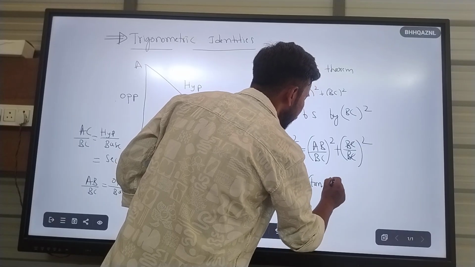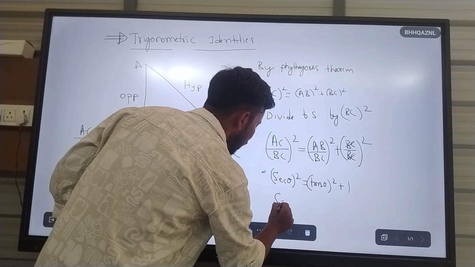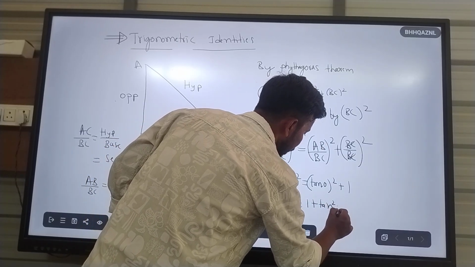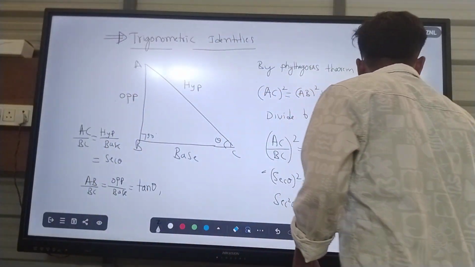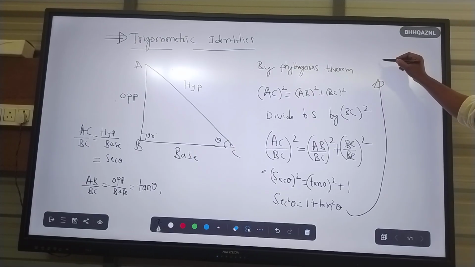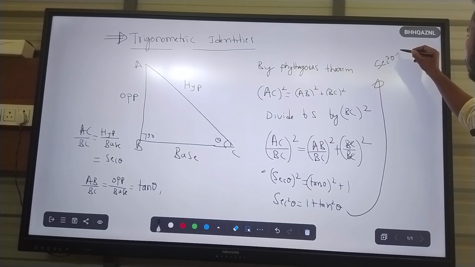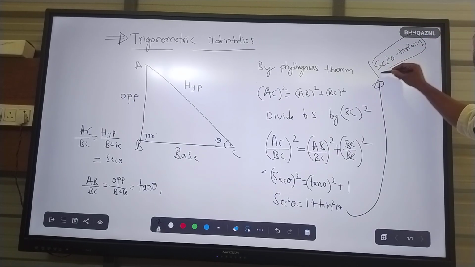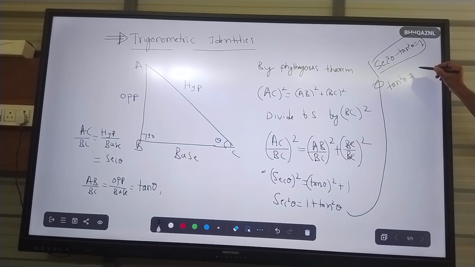One more formula ready here. What is that? Secant square theta is equal to 1 plus tan square theta. Or secant square theta minus tan square theta is equal to 1. Or tan square theta is equal to secant square theta minus 1.